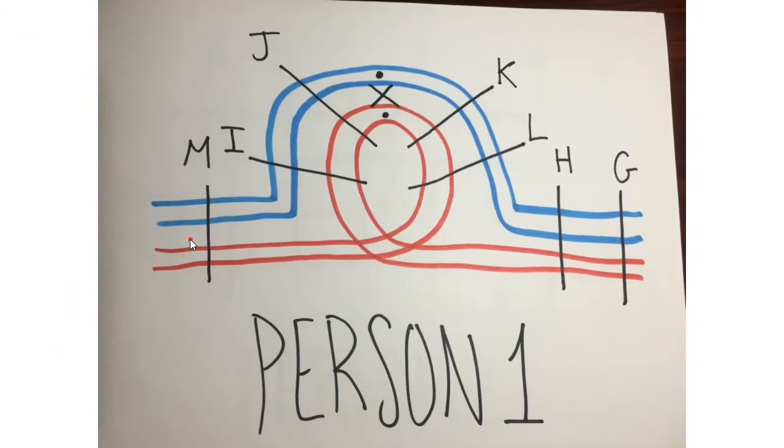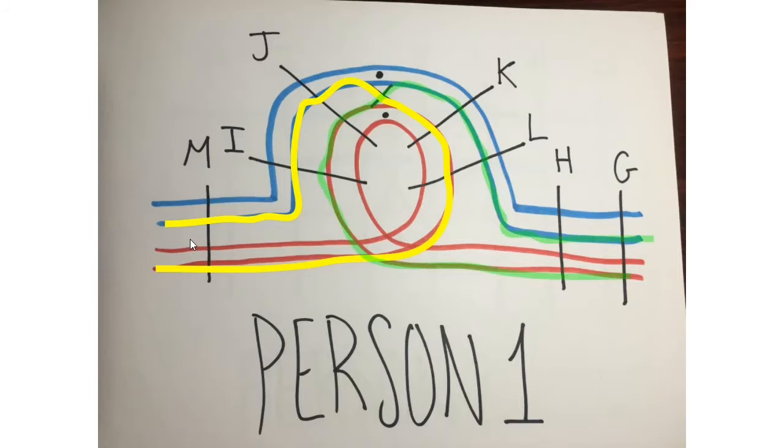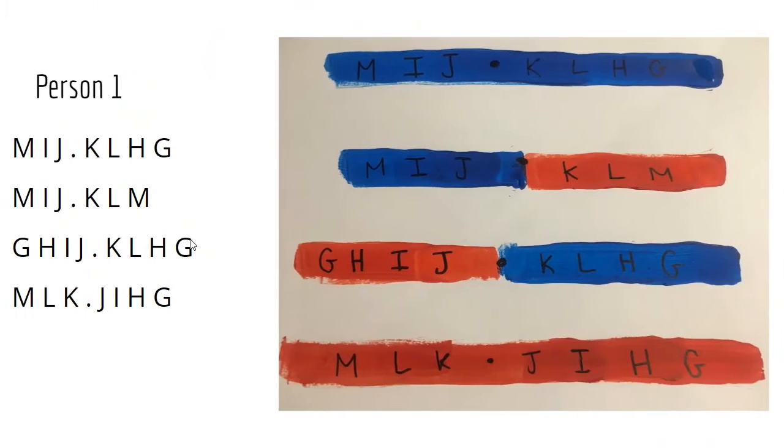So this is the way it's represented on paper, and I'm using the blue to represent the first chromosome and red to represent the second chromosome. And as you can see, due to the crossover, half of the gametes that result will have part of themselves from the first chromosome and part of themselves from the second chromosome.